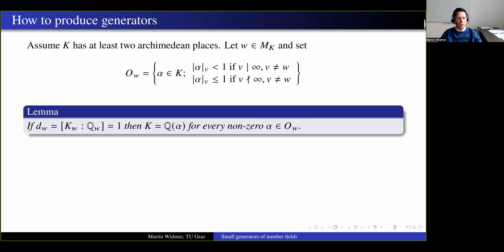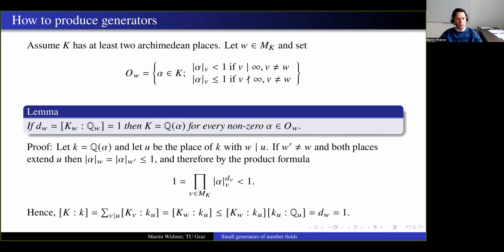Okay, and here is this very simple but useful lemma. If the local degree of your place W is 1, then any non-zero element in O_W is a generator. And to see why, let's just denote by lowercase k the field generated by alpha, and let U be the restriction of the place W to lowercase k. Then we first observe that U extends to capital K only in one way.